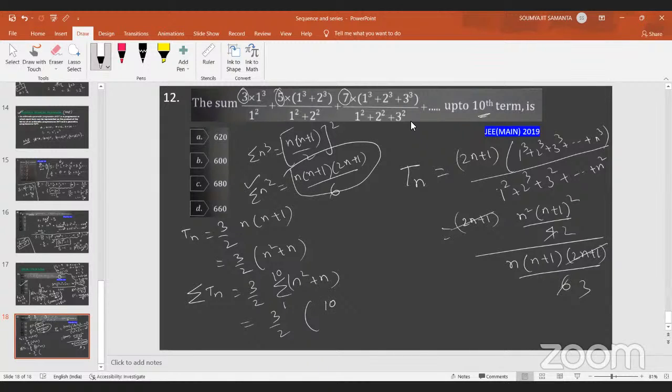So you are getting 10 into 11 into 21 by 6 plus. And we know the formula for the sum of n. What is the formula for the summation of n? n into n plus 1 by 2. Yes or no? Yes, sir. So n into n plus 1 by 2, n is here 10. So this is nothing but 10 into 11 by 2.